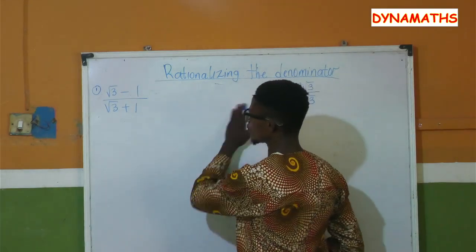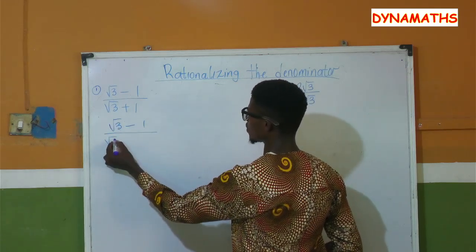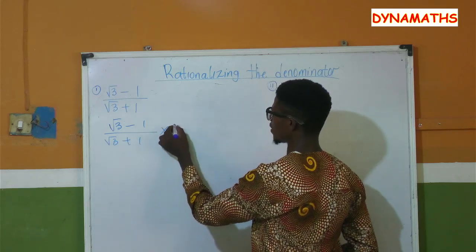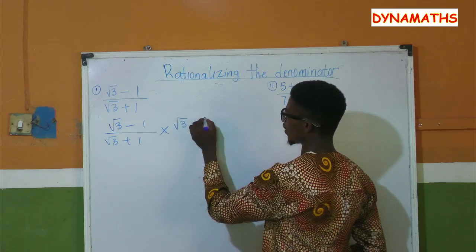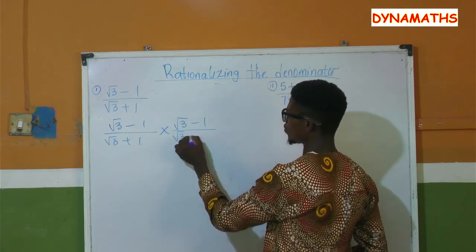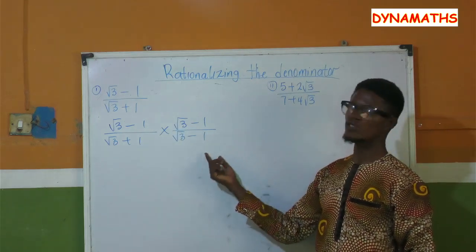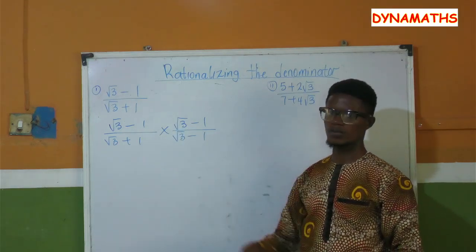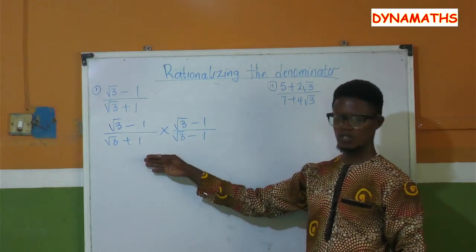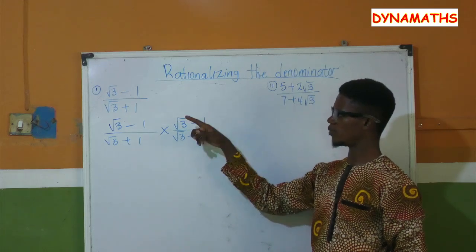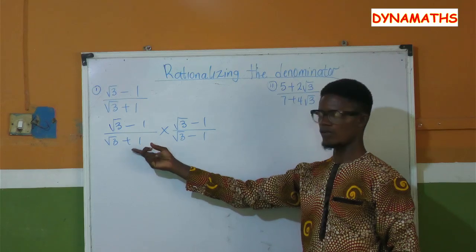Now, for us to be able to solve this question, what we simply need to do is to say root 3 minus 1 over root 3 plus 1 multiplied by the value of our conjugate. Now that's root 3 minus 1 over root 3 minus 1. So it means that we are going to multiply both the numerator and the denominator by the conjugate of what? Of the denominator.